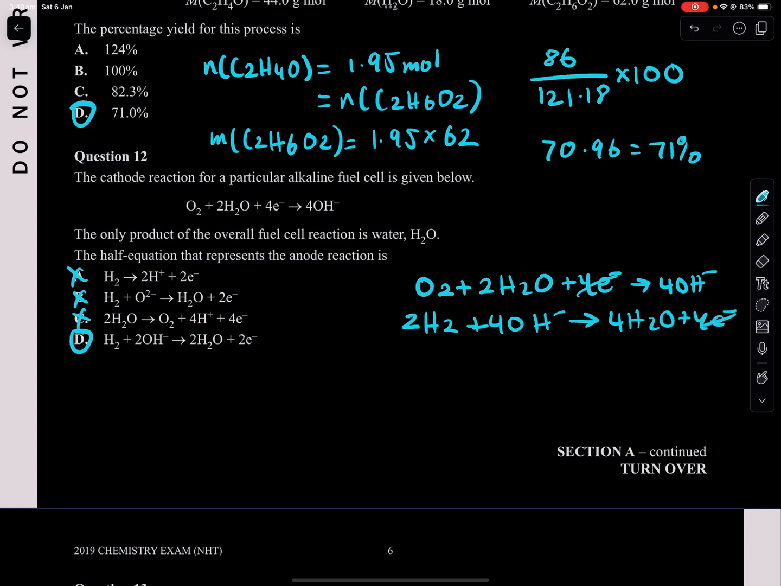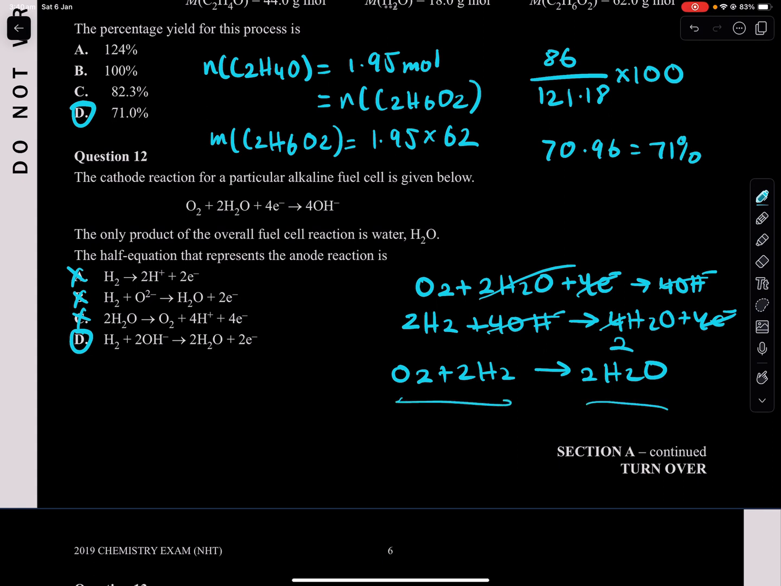Those electrons can cancel out nicely. The water, we get 2 waters here. Those OHs cancel out, and that's it. So we get O2 plus 2H2, and that gives us 2H2O. That's it. Look how perfect this is. We get these reacting, and it creates only water as your byproduct. That is perfect.